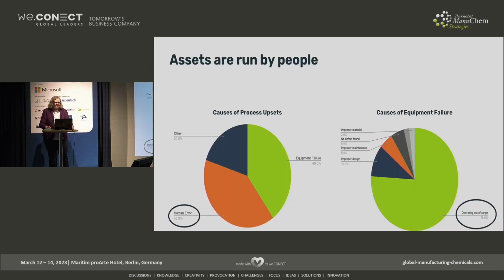Let's say assets are run by people, by humans. And there are numbers: around 40% of the causes of process upsets are caused by human errors. And also equipment failures, often malfunctions, are often root caused by human error.